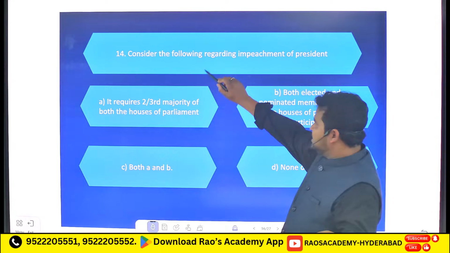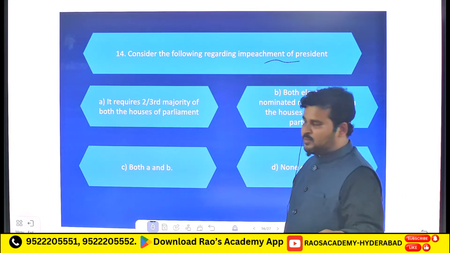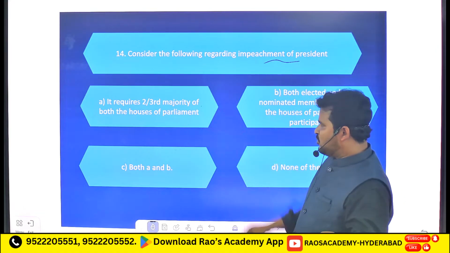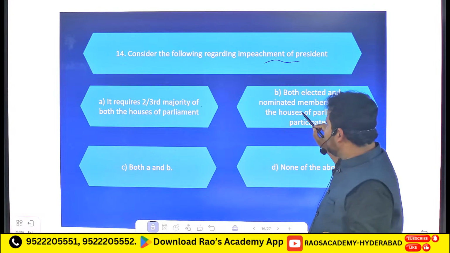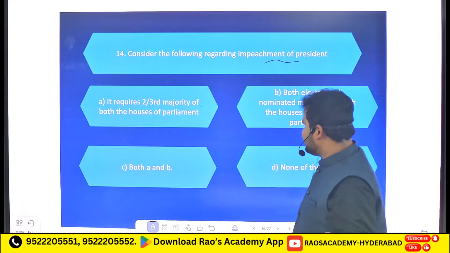And 14, consider the following regarding impeachment of the President. A, it requires a 2/3 majority of both the houses of Parliament. B, both elected and nominated members of both the houses of Parliament participate.